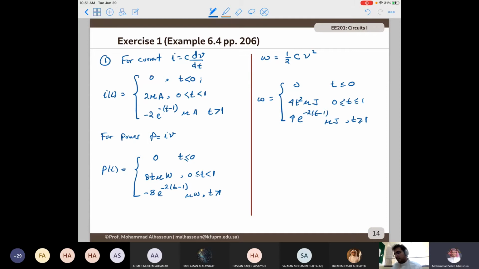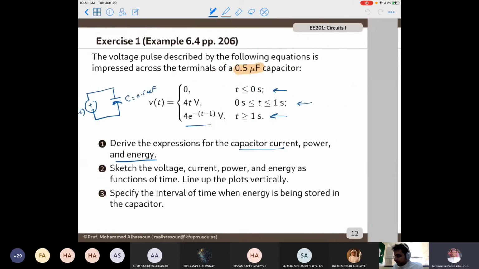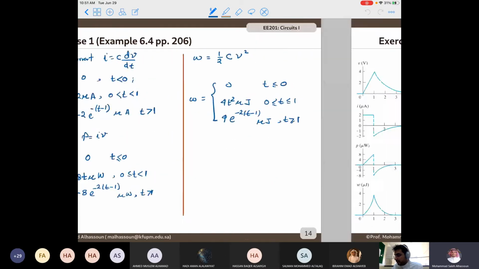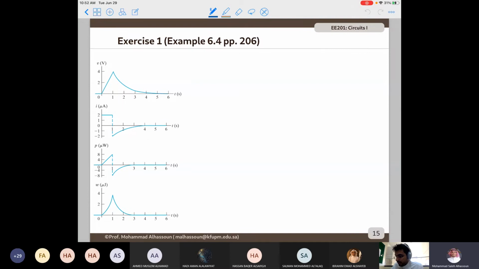Okay. So now we have derived the expressions for the voltage, the current, power, and energy. The next part is asking us to sketch the voltage, current, power, and energy. Again, I'm not going to draw them, so I have them here. We can see that there is an abrupt change in the current, and this is also apparent in the power.